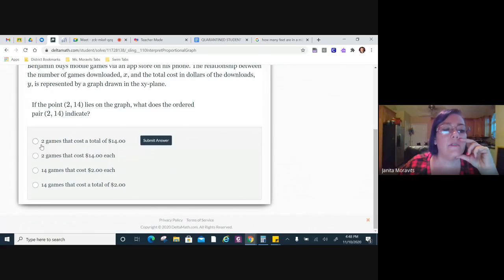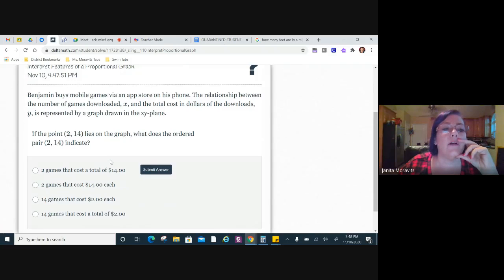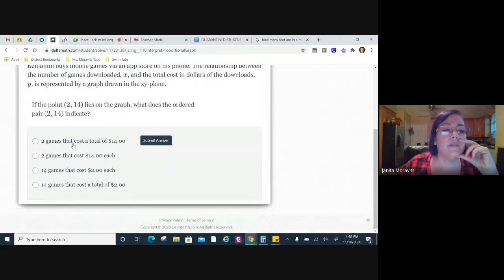Well, here's 2 games, and the total cost is 14. And here's 2 games, and the cost 14 each. But they're not 14 each because that was his total cost. So 2 games that cost $14 is what you're going to find there.